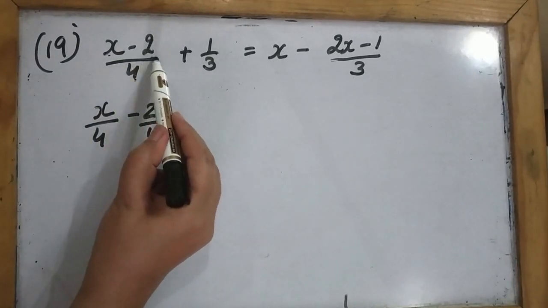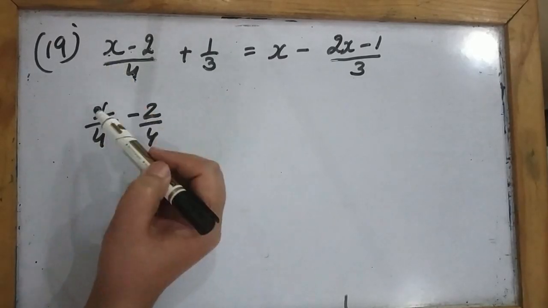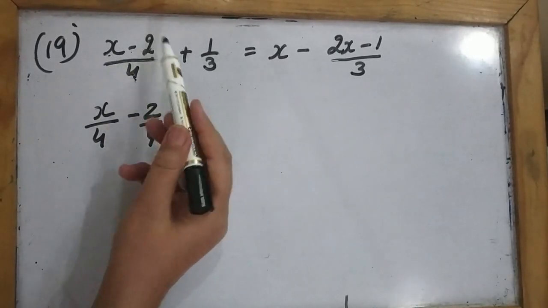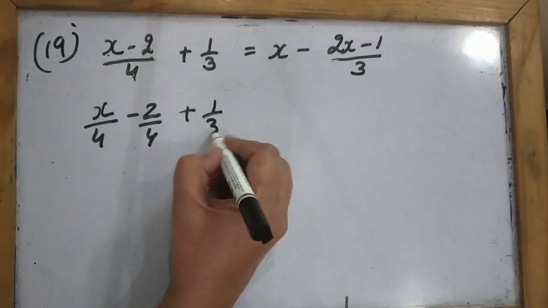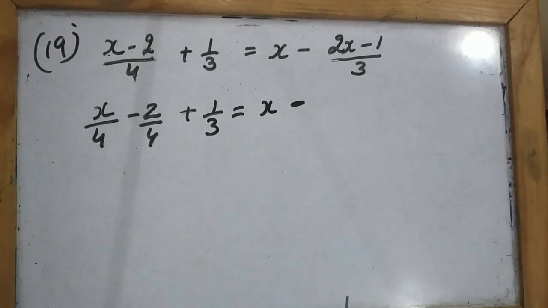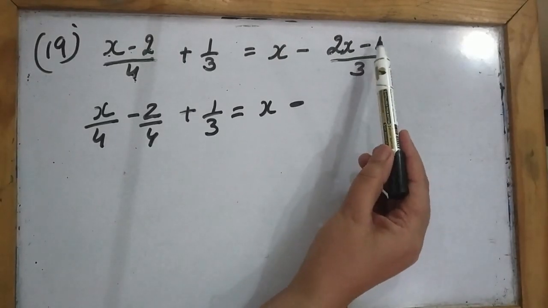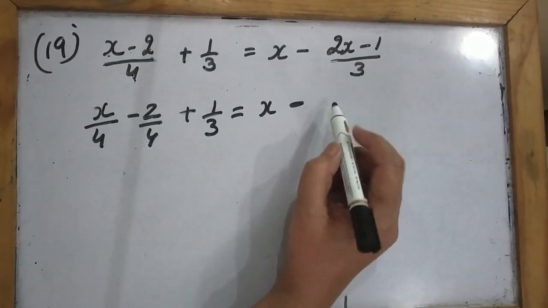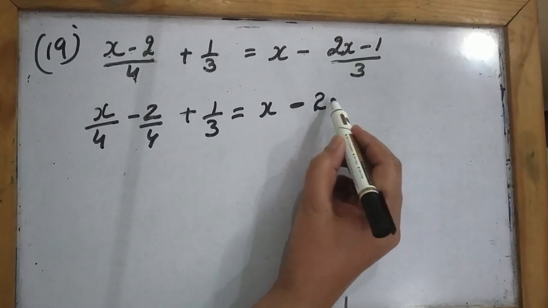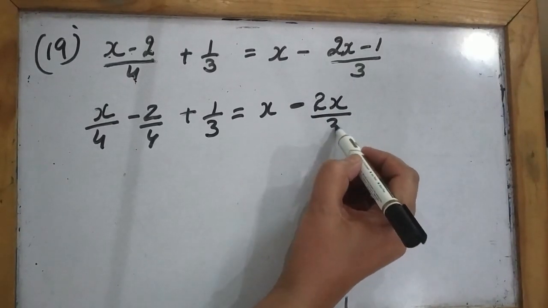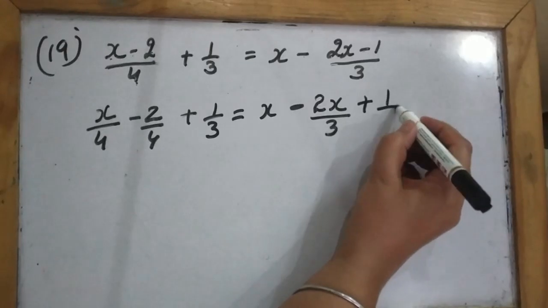You can see this line, it is under both x minus 2, so it means 4 is the denominator of this also and this also. So I can write it separately. I can say x upon 4 minus 2 upon 4 plus 1 upon 3 x minus, now look at this carefully. Now 2x also has a denominator 3 and minus 1 also has a denominator 3. So outside there is a sign of minus. So when you write them separately, 2x upon 3 and this minus and minus will be plus. So this will be plus 1 upon 3.